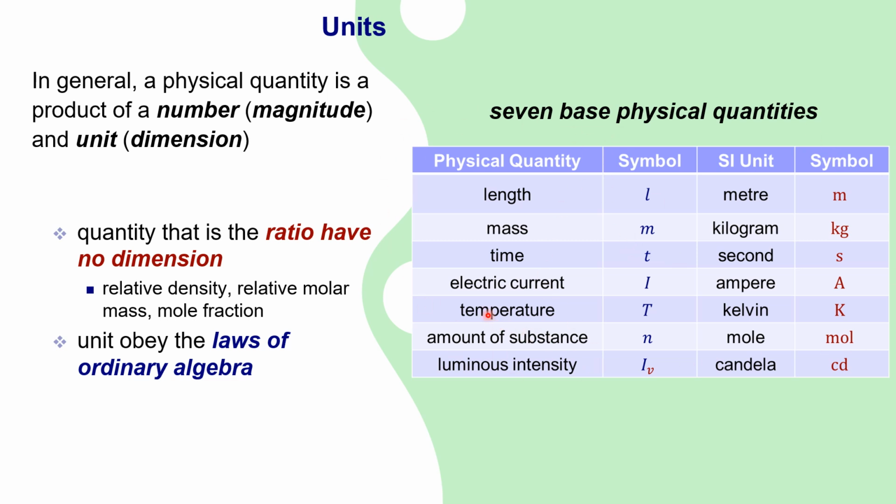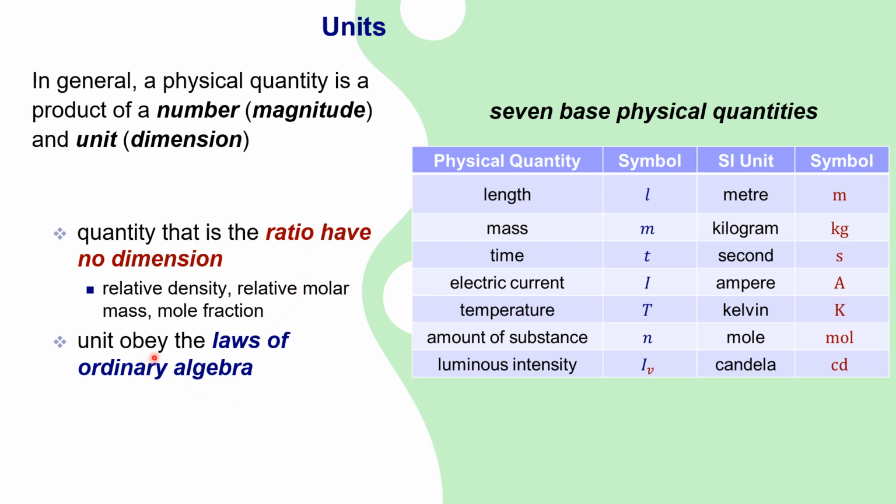But when you use a ratio of something with a number and the unit, it will give you no dimension. There is no unit. For example, when you make a relative density, it means you divide density by density, so it will cancel off the unit, so there is no unit in the last answer. Same thing when you make a relative molar mass or mole fraction, there is no unit. So this one you have to be more careful.